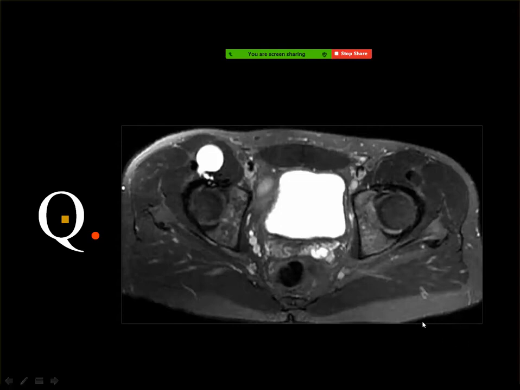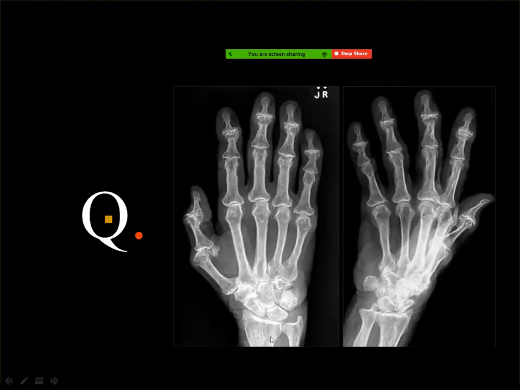Iliopsoas bursa. Yes, and this is an iliopsoas bursitis. You know that the iliopsoas bursa can contain fluid by one of two ways. Number one, it may be inflamed. Number two is fluid coming from the hip joint. Then if you have fluid in the hip joint and fluid in the iliopsoas bursa, you think that both are related. But if you do not see fluid in the hip joint and you have fluid in the iliopsoas bursa, this is iliopsoas bursitis. Then what do you think?